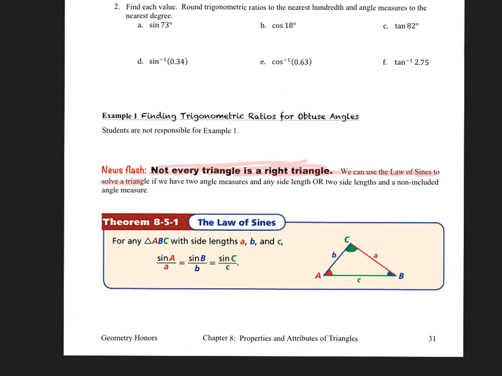We can use the law of sines to solve a triangle if we have two angle measures and any side length, or two side lengths and a non-included angle measure. So we can use law of sines when we have AAS essentially and SSA.